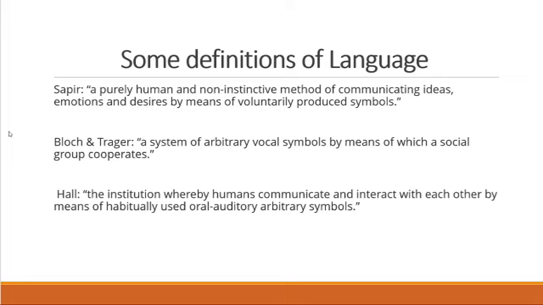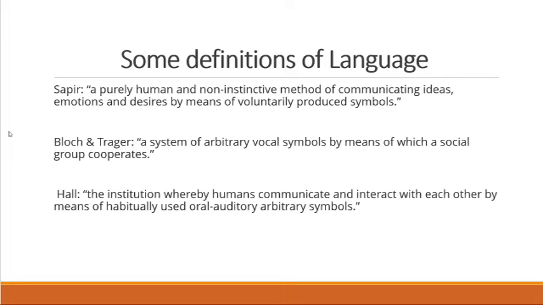We need language to be social. We need language for socialization. Okay. So language number one. Now we have added two more things, that languages are arbitrary and it is social. The third definition is given by Hall, and he says the institution.